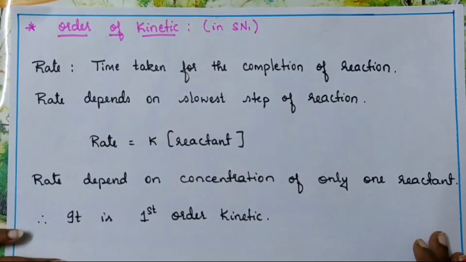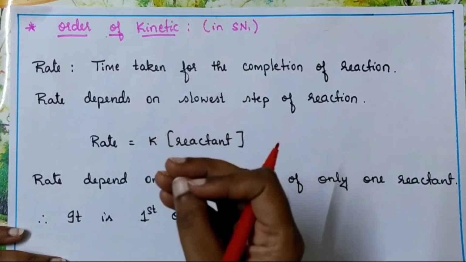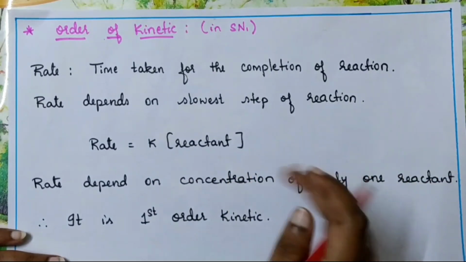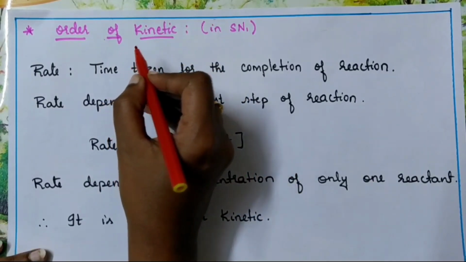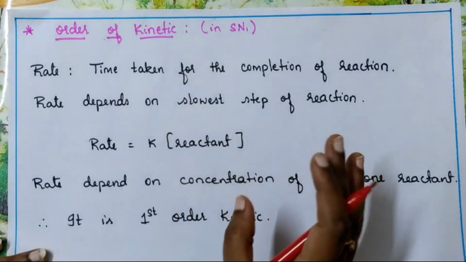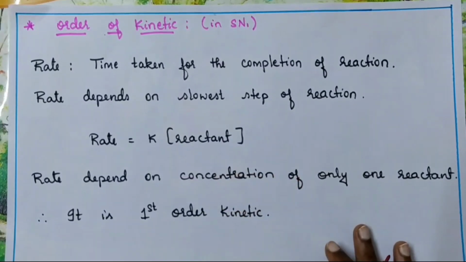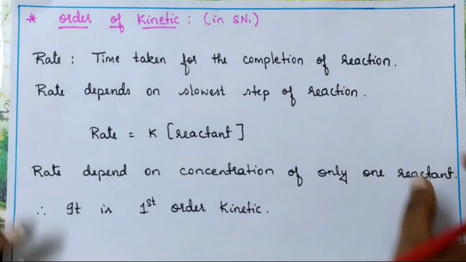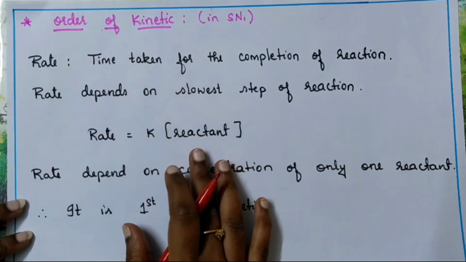The third factor is the order of kinetics in SN1. That means what order of kinetics the SN1 reaction follows. I guess this term is new for you because this concept comes in the chapter chemical kinetics in your second year syllabus, and you'll understand it completely there. Now, just for understanding the SN1 reaction, I'm going to give an important term regarding order of kinetics.